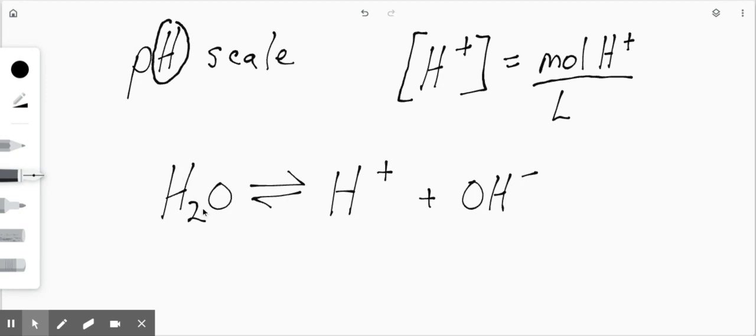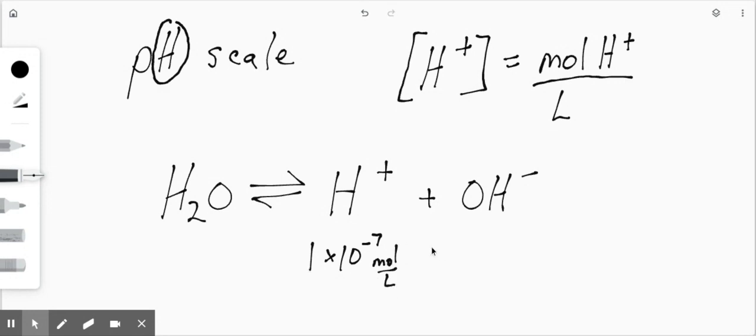You know that water auto ionizes to some degree into H plus and OH minus. Now, here's the thing, how much does it do this? Like in a given glass of water, let's say at standard temperature and pressure, what is the concentration of H plus? Well, I'll tell you what it is. It's 1 times 10 to the negative 7 moles per liter.